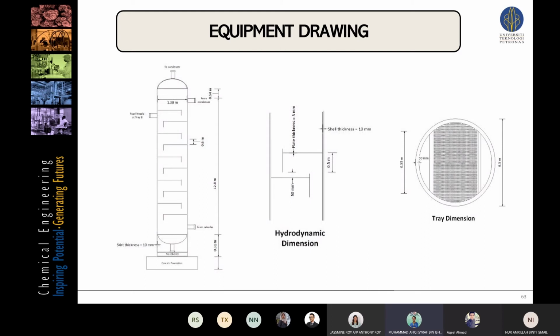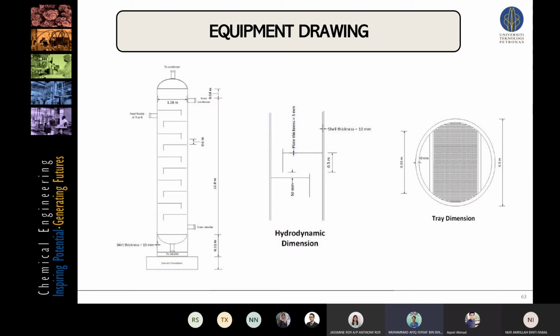So this is the drawing that I've made. The first one is the column itself, where the height is about 12.8 meter on the left hand side here, and the skirt height is around 0.31 meter, and the skirt thickness is 10 millimeter. And below here is the foundation of the column, and in the middle here is the shell thickness, the shell itself, which is 10 millimeter, and the distance between two trays is about 0.5 meter.